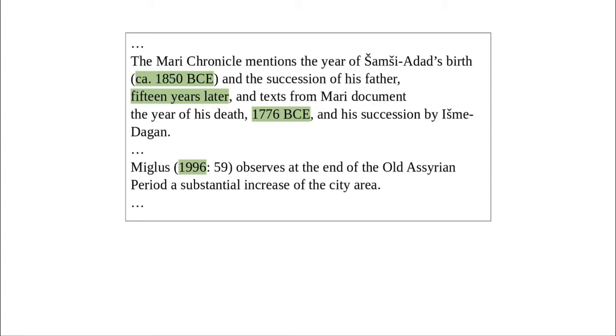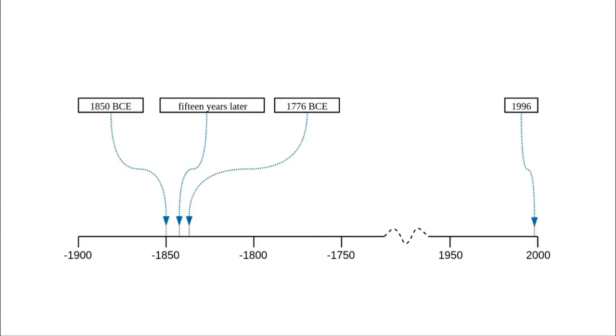And the second step would be to order these time expressions on a time scale. For example, in this case, the time expression 15 years later would have to be normalized to a value of 1835 BC, and then it could be graphed on a time scale. This would be the second step, the normalization of time expressions.